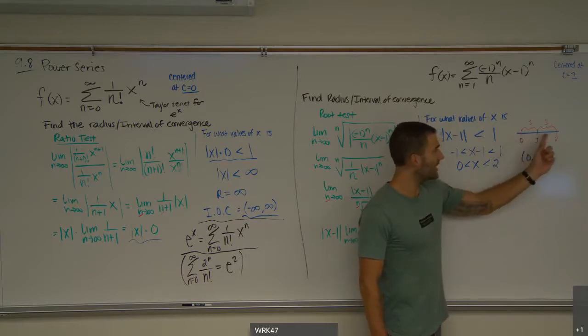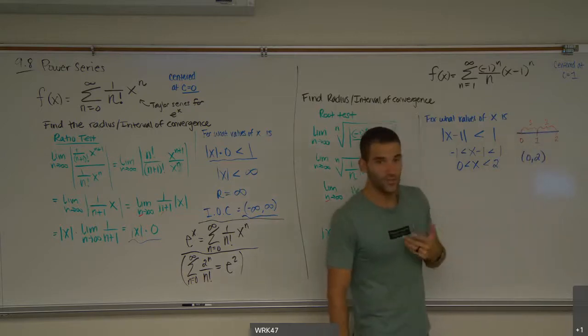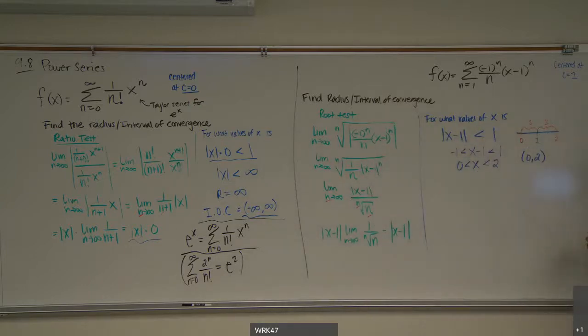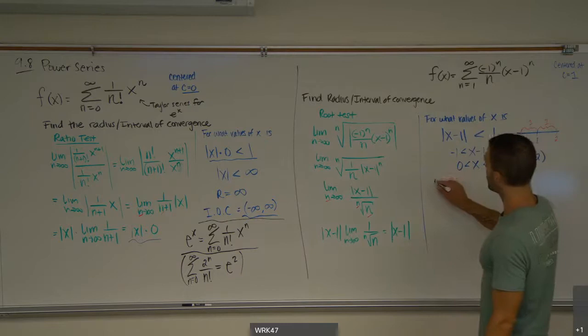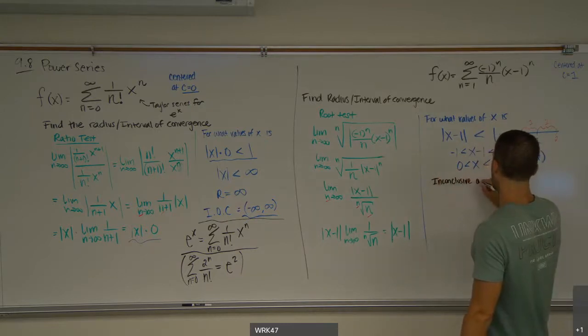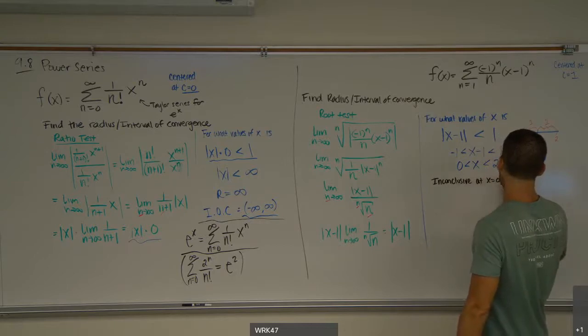But what about if I equal 1? What if I am 1 unit away from the center? What if I am at 0 or at 2? Do I converge or diverge? And unfortunately, the root test or ratio test will not answer that. So we are inconclusive at x equals 0 and 2.